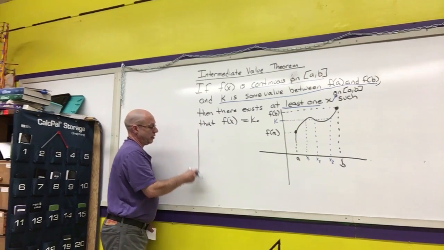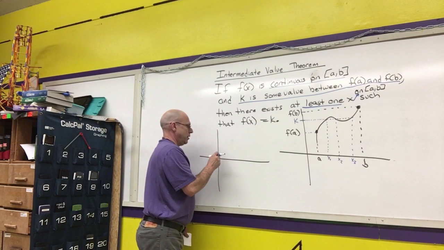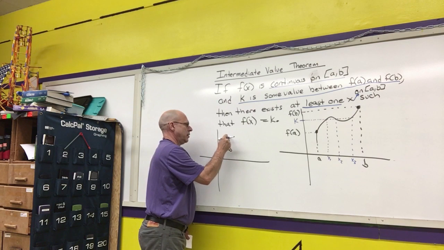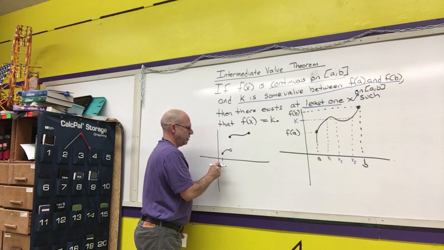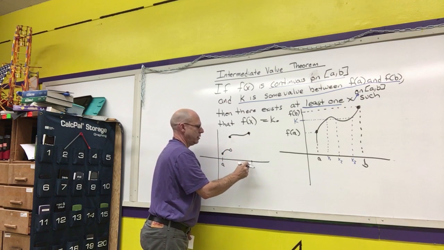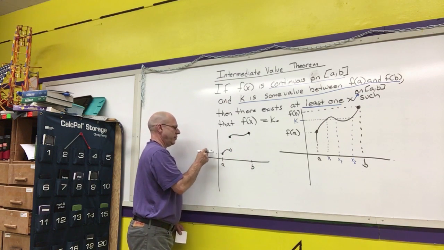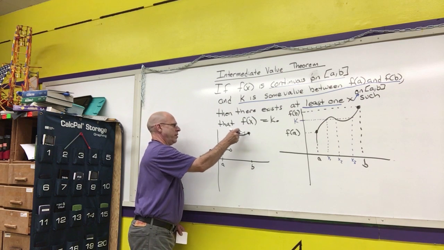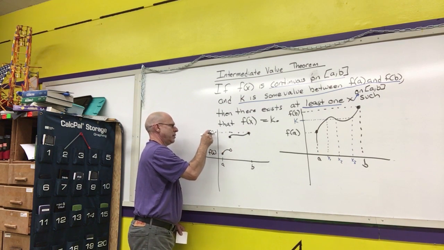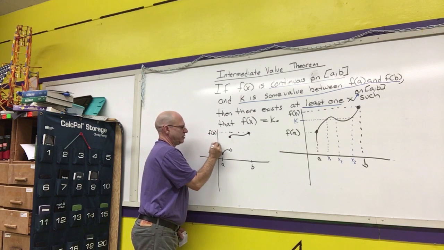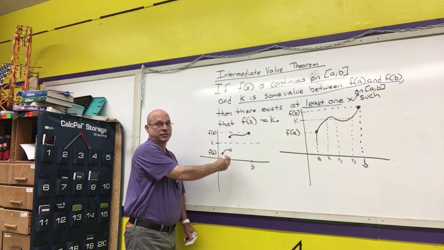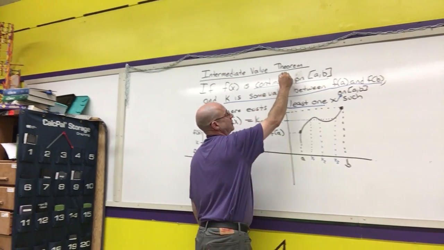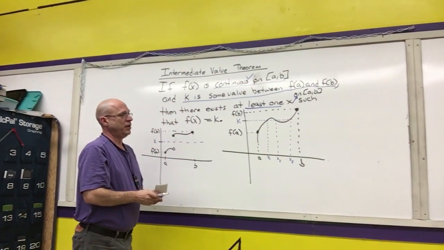For example, I have the following function. Here's A. Here's B. This is, again, f of A. This point right here is f of B. If the function is not continuous, there may be some k in here that I never touch the function. So that shows you why the graph has to be continuous in order for the intermediate value theorem to hold.